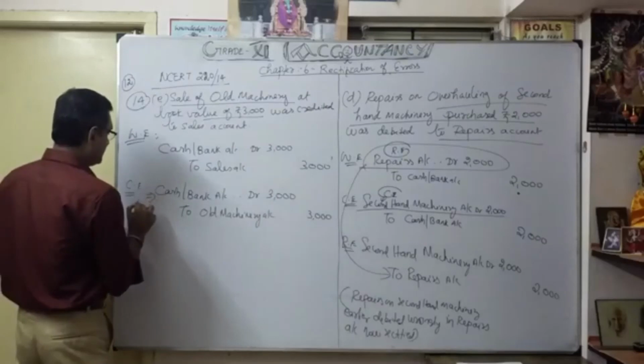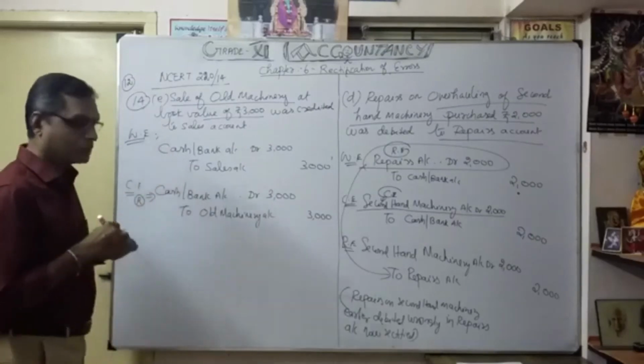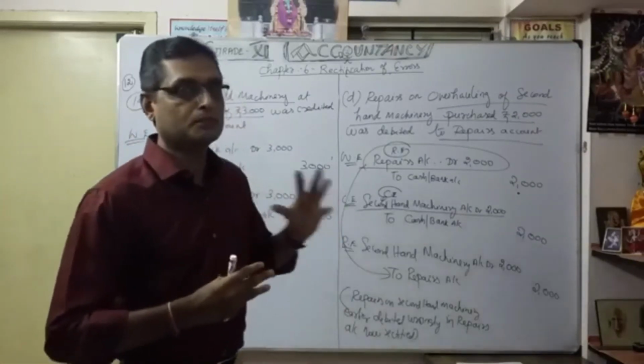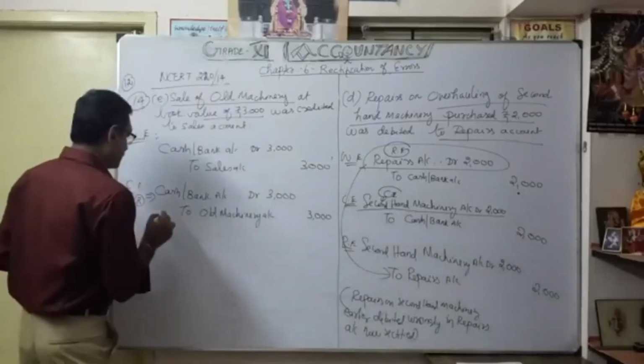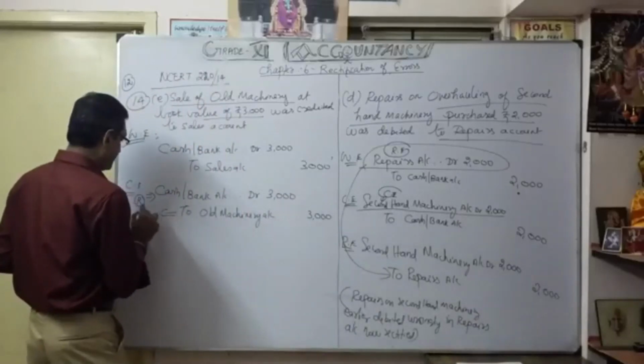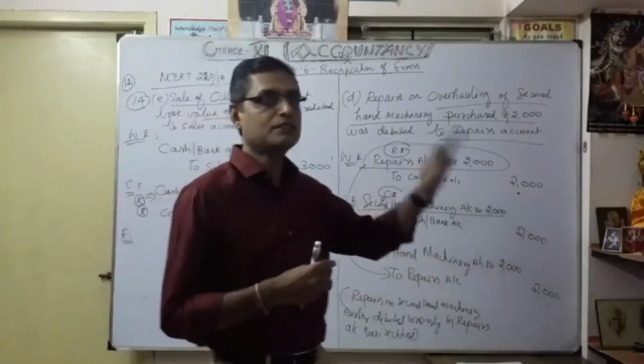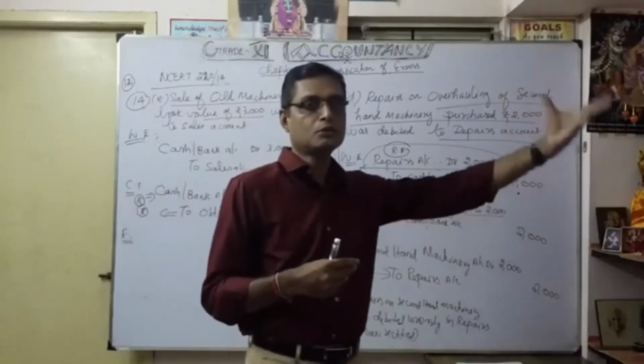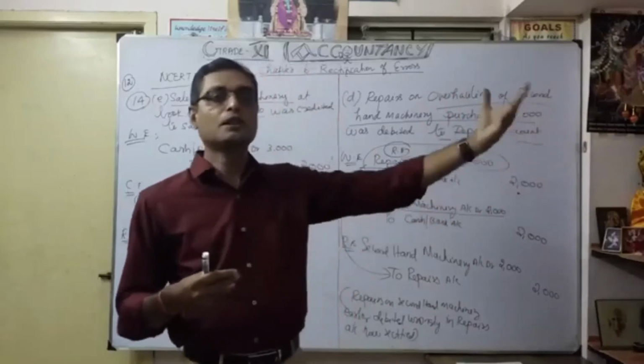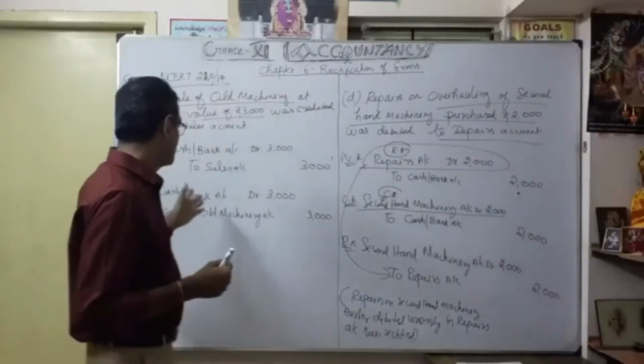This comes under real account. So why is it a real account? Debit what comes in. So we got money. So this is also a real account. Okay. Why is it a real account? Credit what goes out. So we sold our machinery. So machinery goes out. Through that we got money. So debit what comes in, in the form of cash. Okay. Both are real accounts.